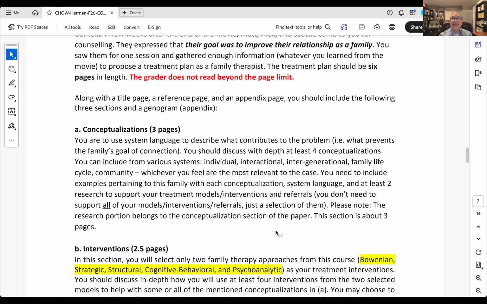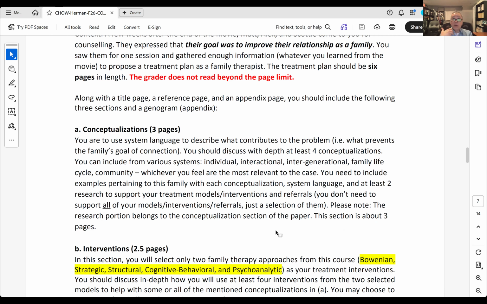So I'd like you to pick at least 4 things, 4 conceptualizations that you notice are problematic, that is creating problems for this family. You're going to include them from a number of various different systems. We're going to go through some of the details in one of the classes, when I go through the treatment plan again with way more details. But for now, for the syllabus, I just want to highlight that there are various different systems.